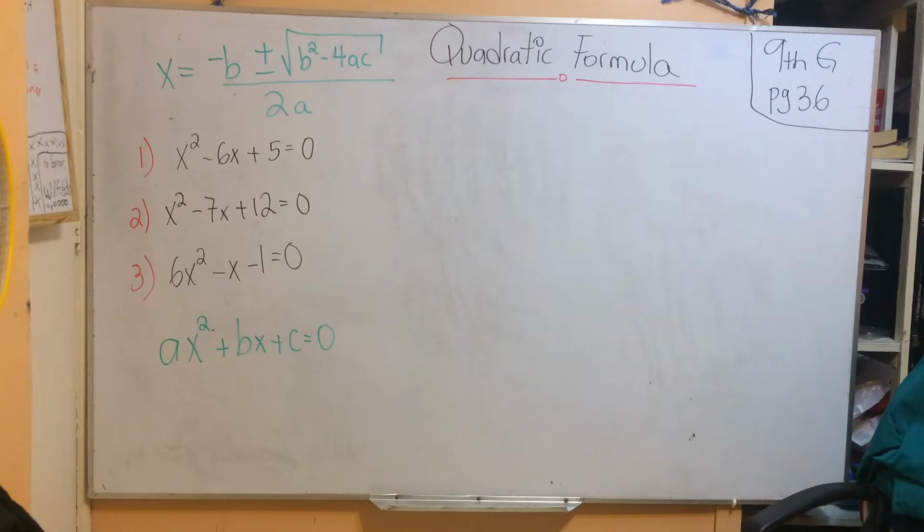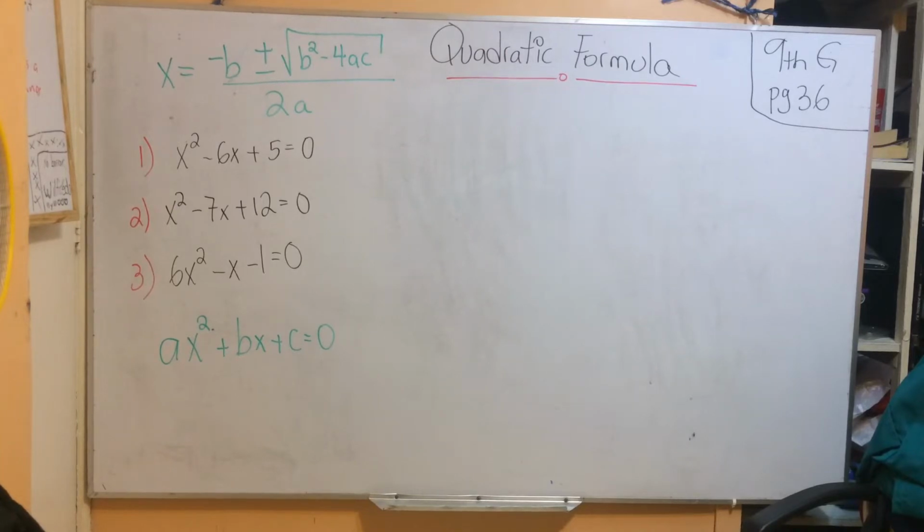Now the second way to solve these types of equations is the quadratic formula. The quadratic formula, we have it on the top in green. It says that x is equal to negative b plus minus the square root of b squared minus 4ac, all of this divided by 2a. Now how do we find these values?